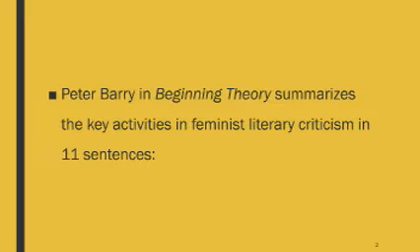Peter Barry, in his book Beginning Theory, summarizes the key activities in feminist literary criticism in almost 11 sentences. He thinks that they have contributed much to the activities of feminist literary criticism, and the first one is to rethink the canon, aiming at the rediscovery of texts written by women, and also to revalue women's experience. He also goes on to say that it examines representations of women in literature by men and women. It also challenges representation of women as 'other', as 'lack', as part of 'nature'.